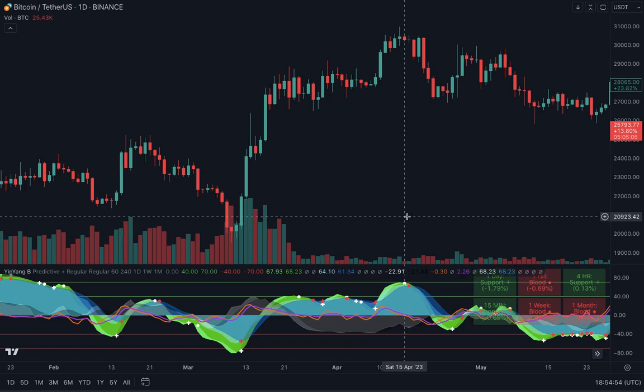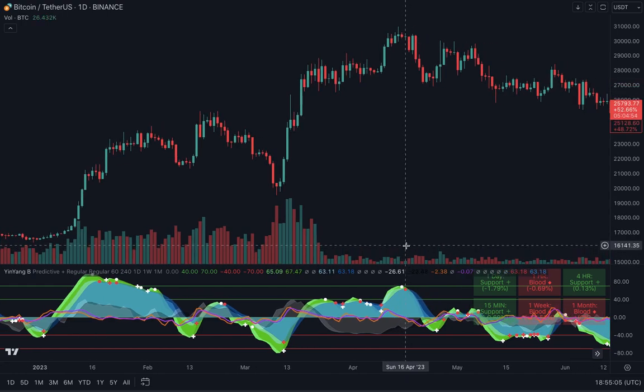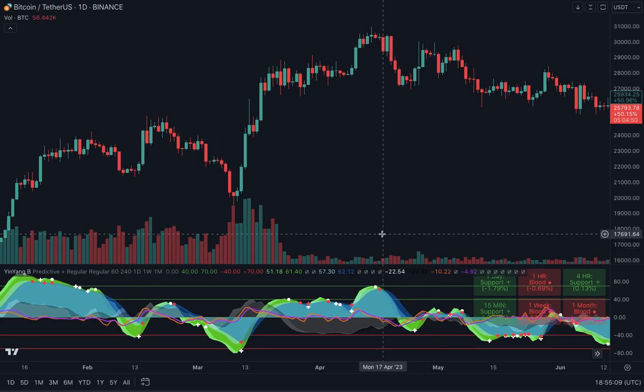So, it does indicate it's likely going to dump a little bit, but the thing is that the volume is so low. So it can be deceiving. You know what I mean? Like if you're not looking at volume and you're just looking at what the potential price move is going to be, it can likely be a false positive.